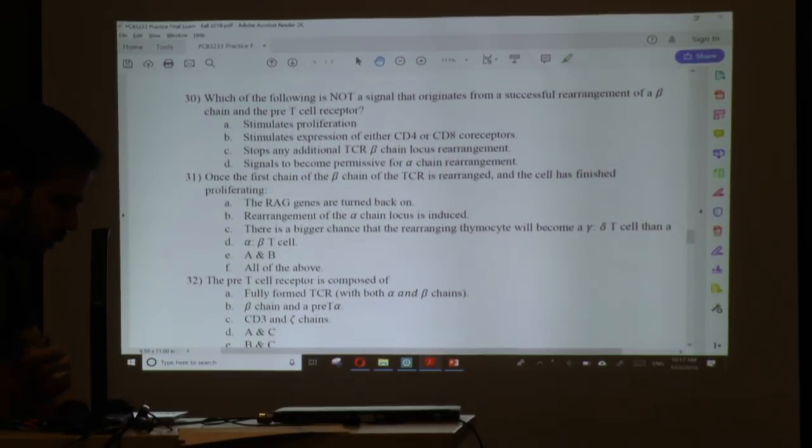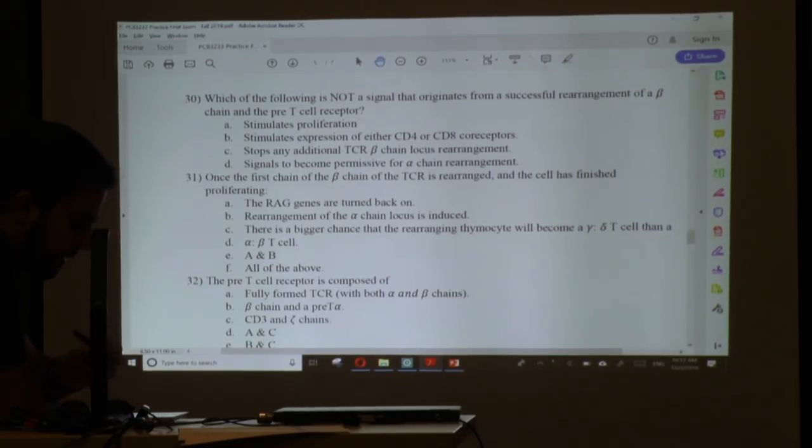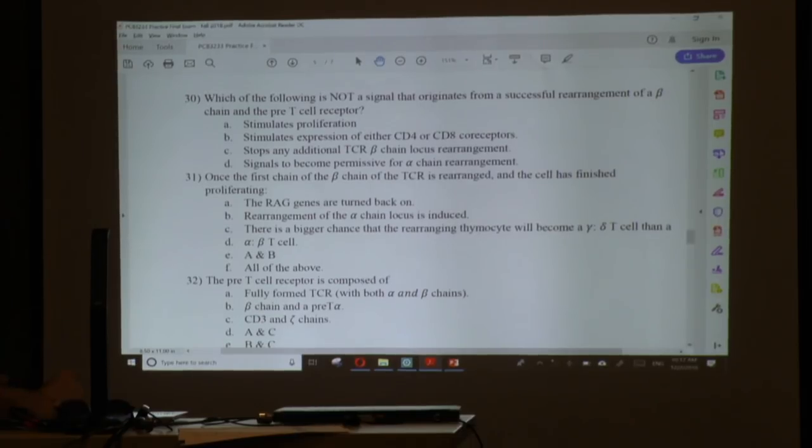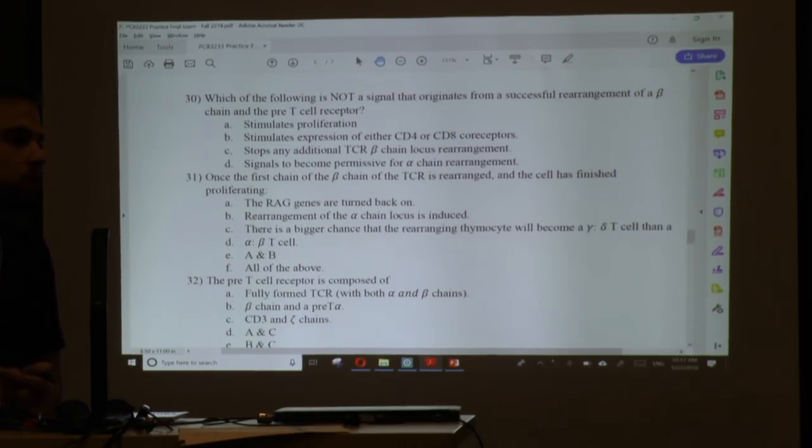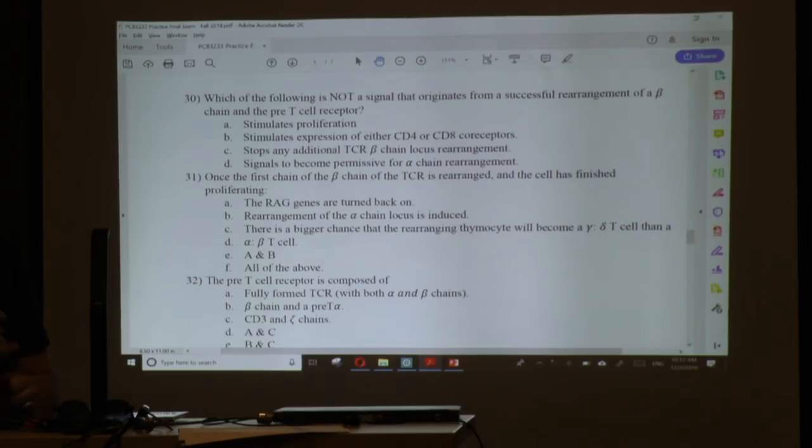All right. So which of the following is not a signal that originates from a successful rearrangement of a beta chain and the pre-T cell receptor? So this is going into T cell maturation. Make sure you know B cells and T cells, you've studied many chapters about them. So make sure you know their maturations, for B cell and T cell. The B cell, it's a little easier in my opinion. The T cell is a little bit more involved, but it's still similar to the B cell, right?